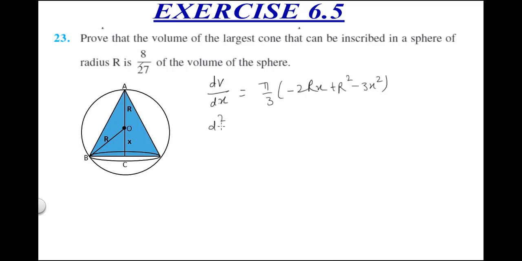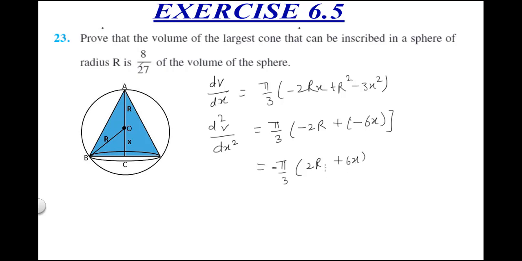So differentiating it again, we get d square y by dx square equals pi divided by 3 into minus 2r as constant, differentiation of x will be 1, r square differentiation will be 0, and of minus 3x square it will be minus 6x, right? So solving it, we have taken minus common, we are left with 2r plus 6x. So whatever positive value of r you place, x equals r divided by 3 or 3x, we are going to get it as negative only. So it is less than 0, that means the volume of the cone is maximum at r equals 3x. So this is the point at which the volume will be maximum.